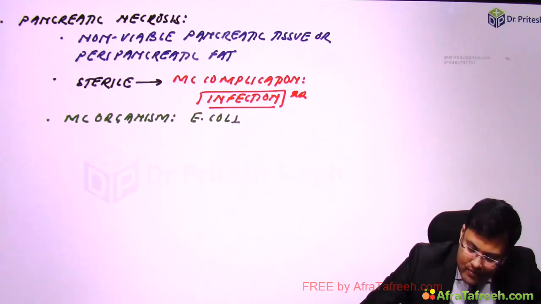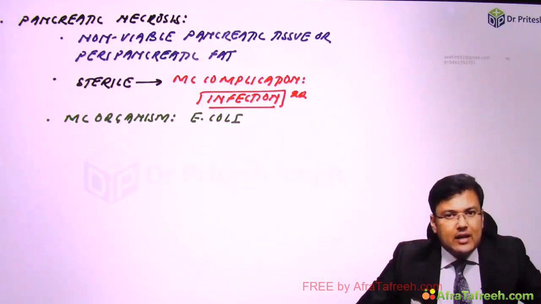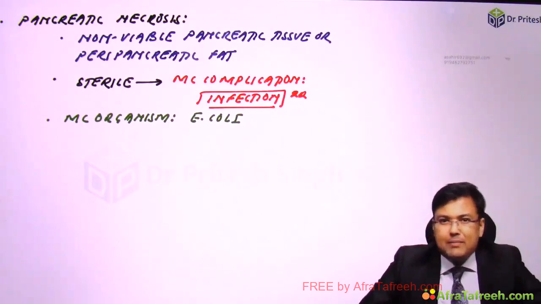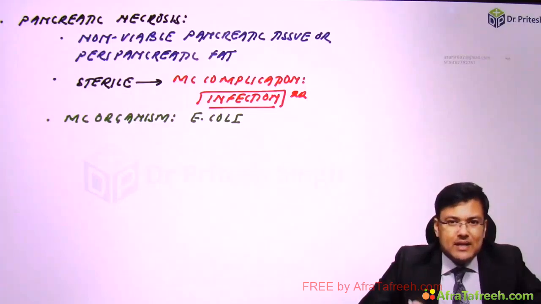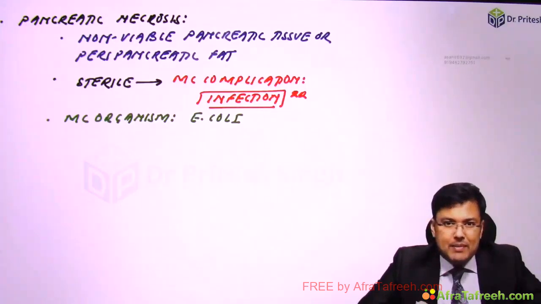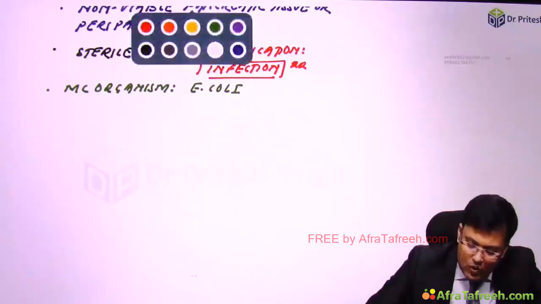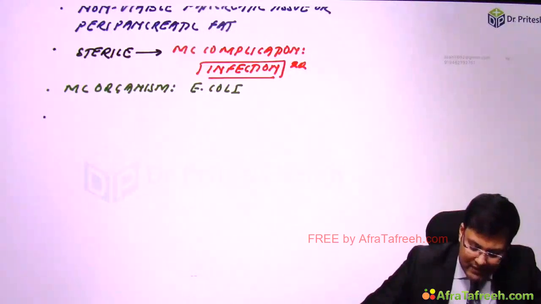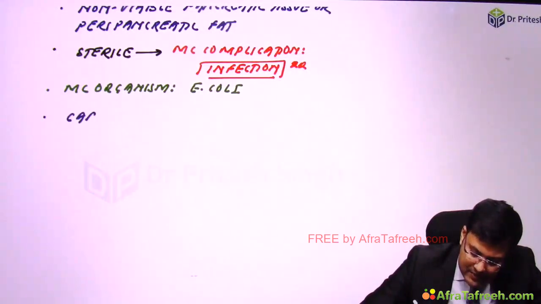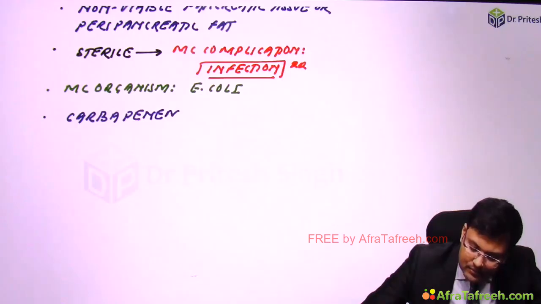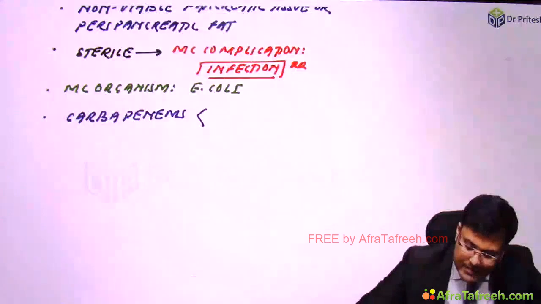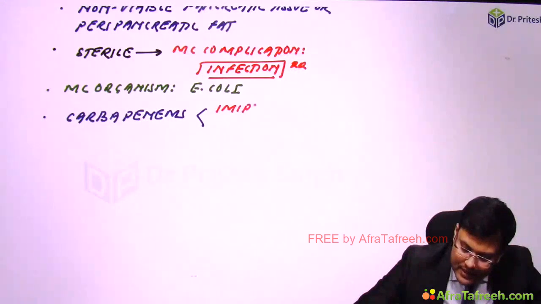After that, generally there are no good antibiotics with good pancreatic penetration except one group, and that group is what? Carbapenems, imipenem and meropenem. So the group of antibiotics having good pancreatic penetration is the carbapenems: one is imipenem, and second is meropenem.